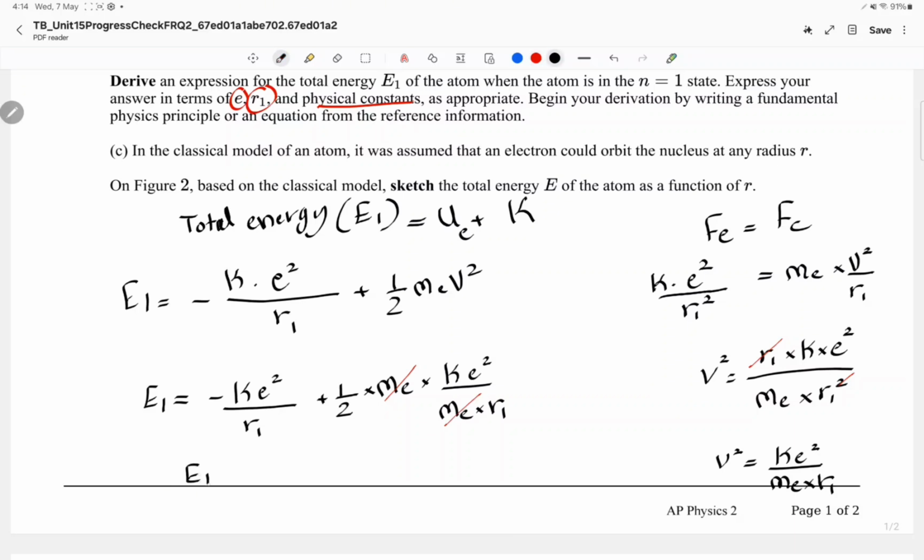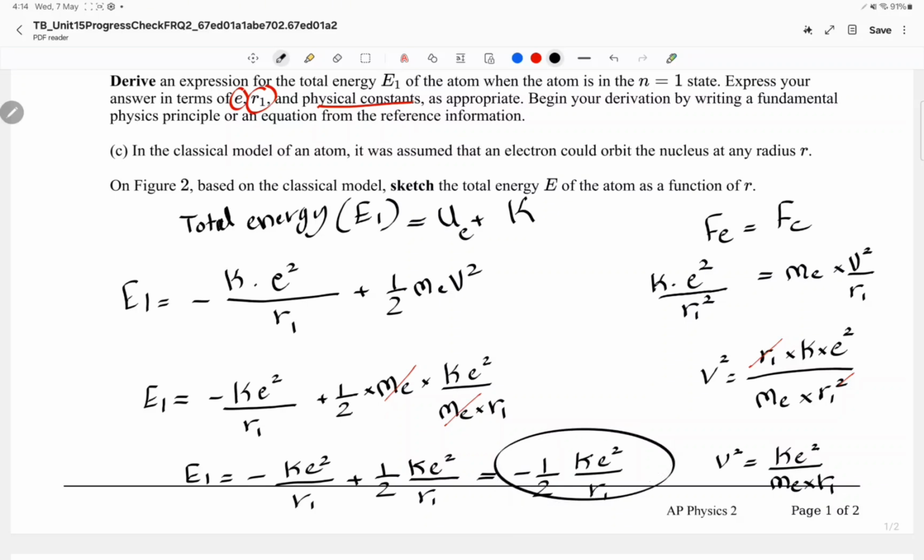So we're going to get E1 is equal to negative k e squared over r1 plus half k e squared over r1. And of course I could now combine them because they both have the same denominator, which is the r1. So it's like saying minus 1 plus half, which is equal to minus half k e squared over r1.